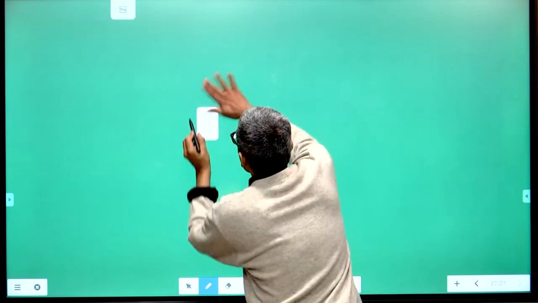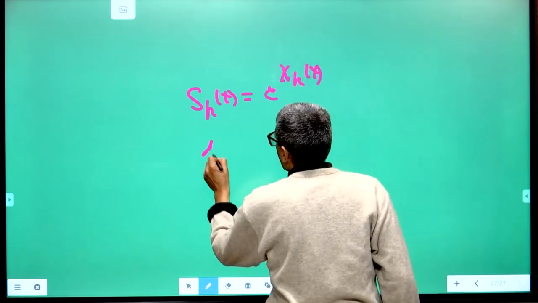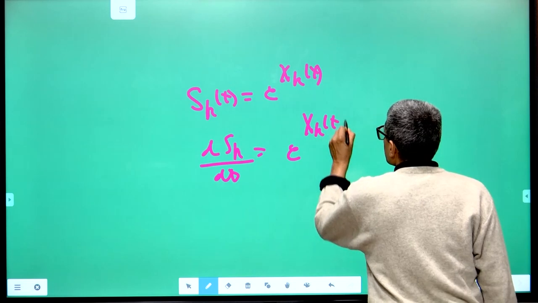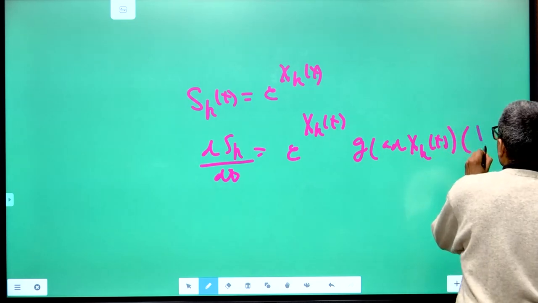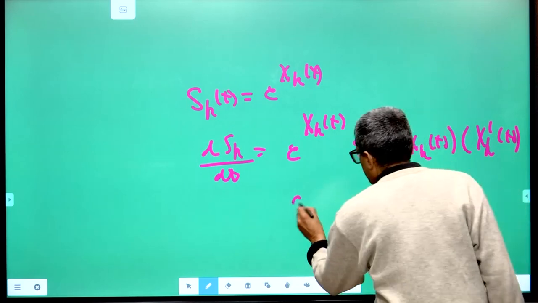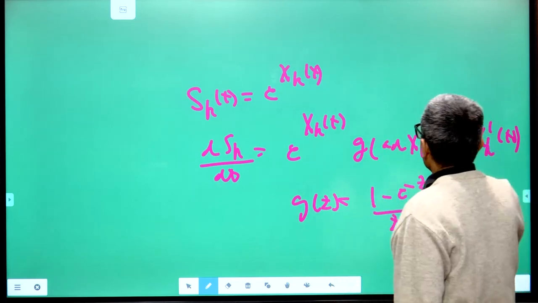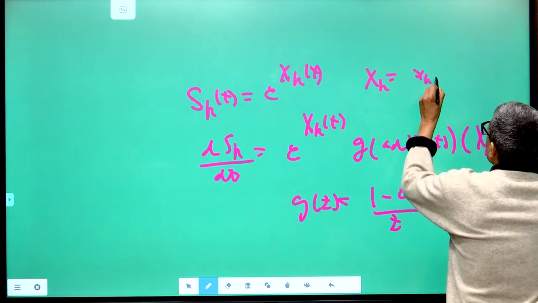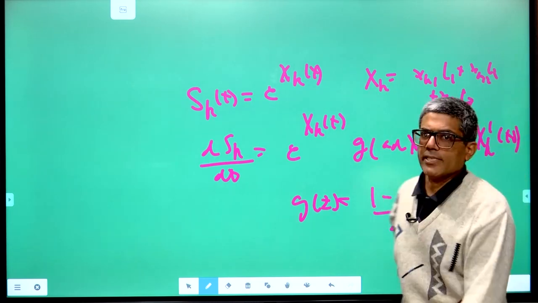If you want to apply this to our problem, you represent s_k as e^{x_k(t)}. You represent it as this, and you write dx_k/dt from this formula which we just saw. You will get e^{x_k(t)} into g of ad x_k(t), x_k(t) acting on x_k'(t), where g(z) is equal to (1 minus e^{-z})/z, right. So you will get a system of equations, and by writing x_k as x_k1 L_1 plus x_k2 L_2 plus x_k3 L_3, you will get nonlinear differential equations for the x_k's, right.